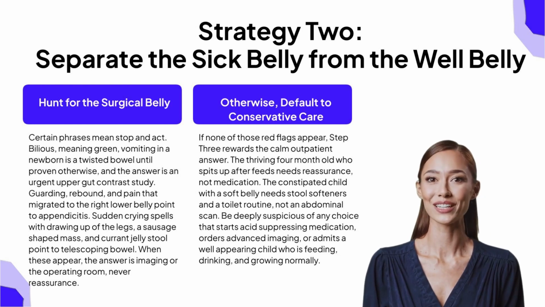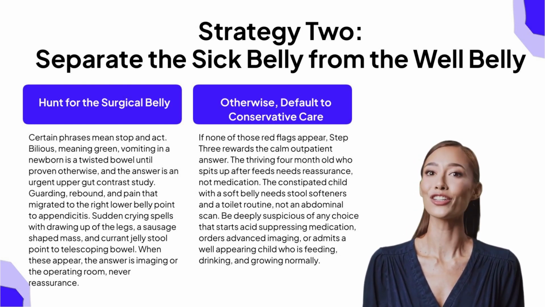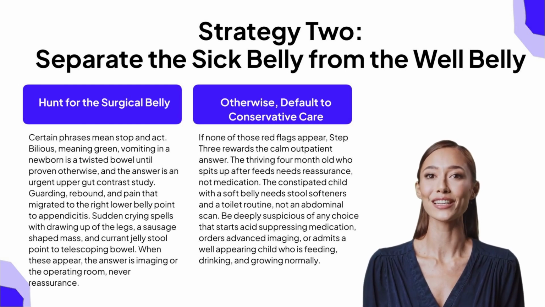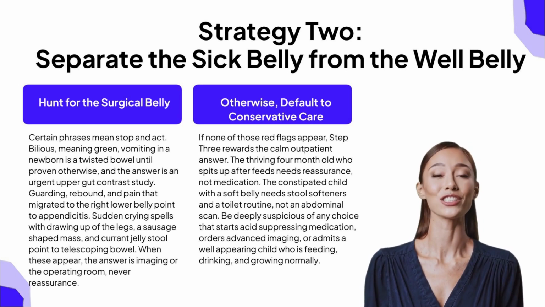Strategy 2 is to separate the sick belly from the well belly, and this single sorting step decides most of these questions. First, hunt for the surgical belly. Certain phrases mean stop reading and act. Green vomiting in a newborn is a twisted bowel until proven otherwise, and the answer is an urgent upper gut contrast study, not observation.